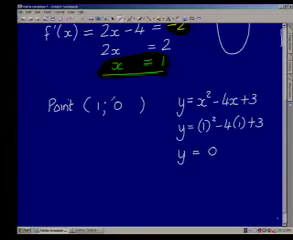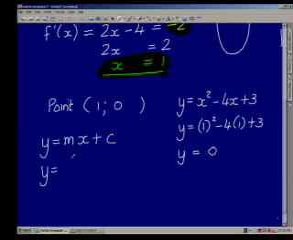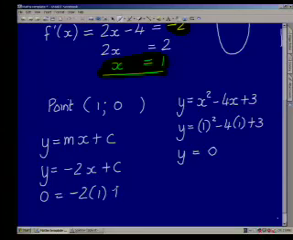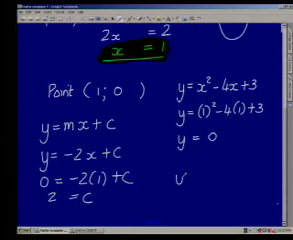And there I am. I've got all the information I need. I can now go off and find my tangent, y equals mx plus c. And of course, I know that my gradient was minus 2. And then I can substitute my point in. So 0 is going to be minus 2 times 1 add c. C would be a 2. And I'm done because now my equation of my tangent is minus 2x plus 2.